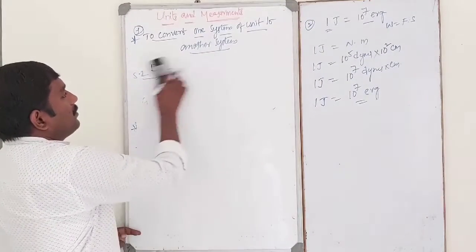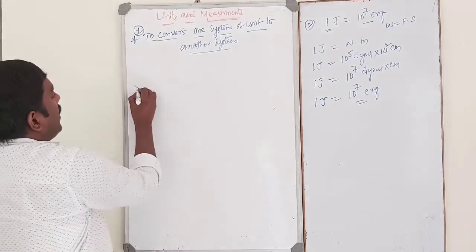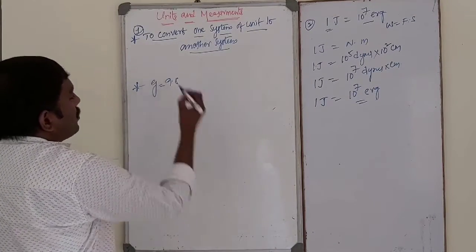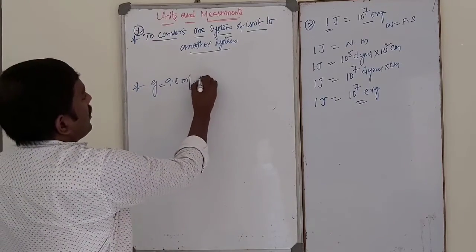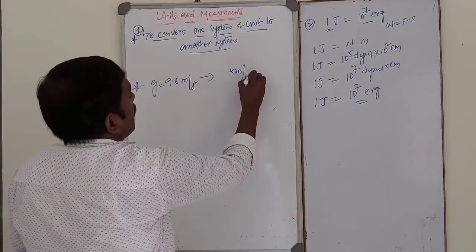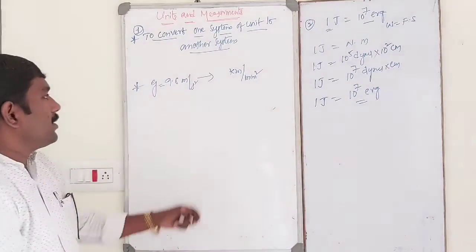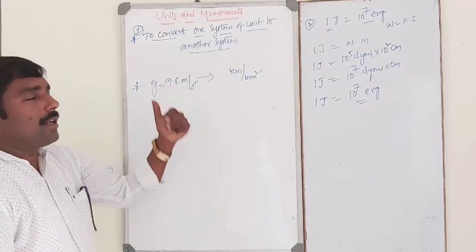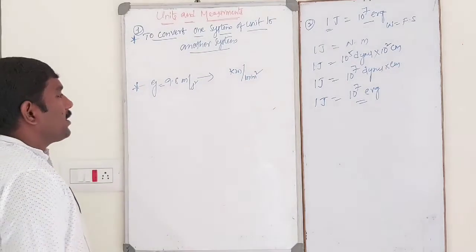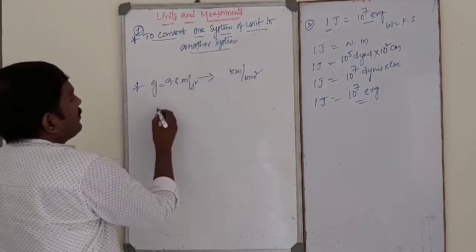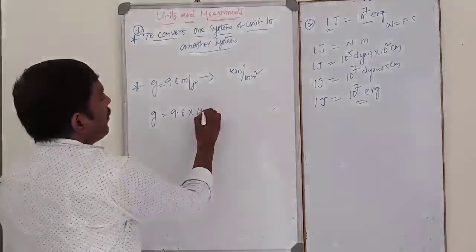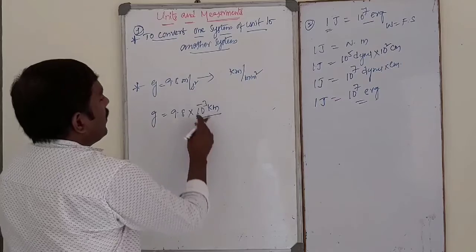Another one, for direct conversion. The value of g, acceleration due to gravity, 9.8 meter per second square, which is the SI unit, is to be converted into kilometer per minute square by the direct method. So g is equal to 9.8 into meter, how many kilometers? 10 power minus 3 kilometers, divided by second square.